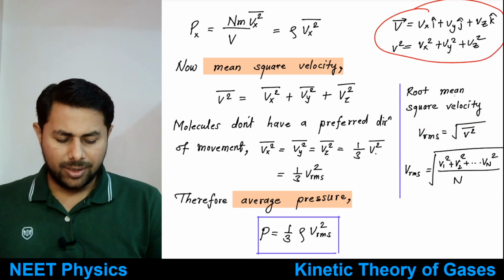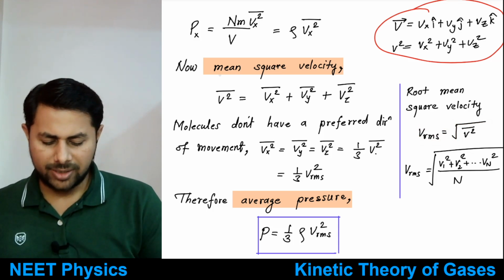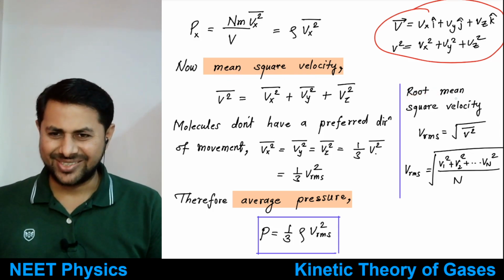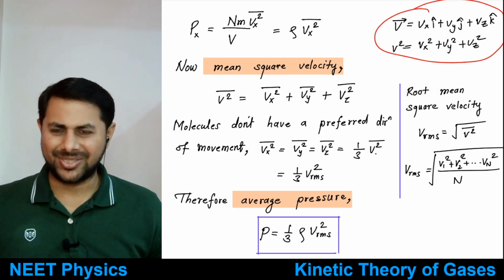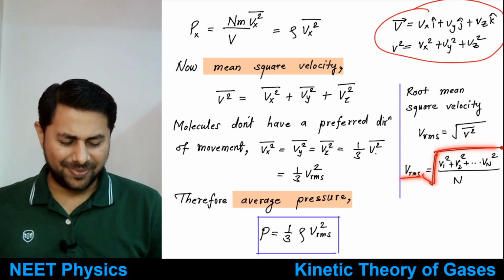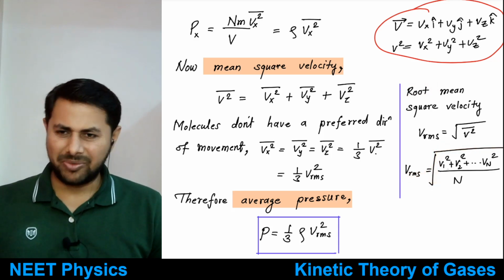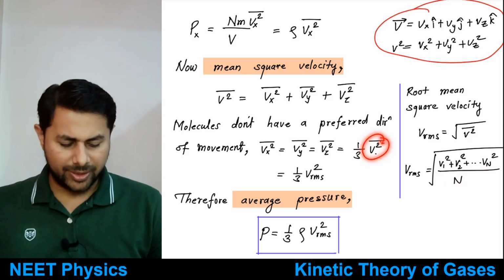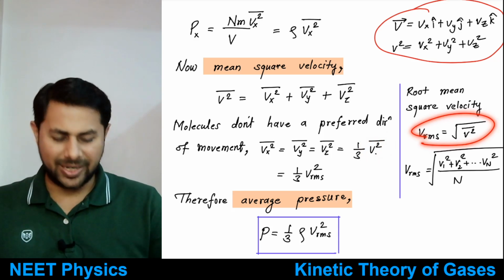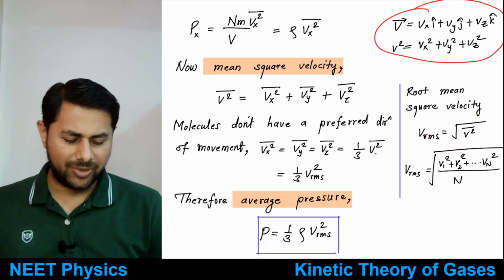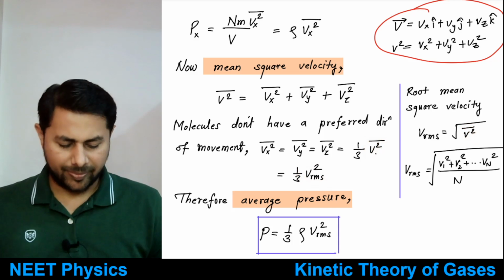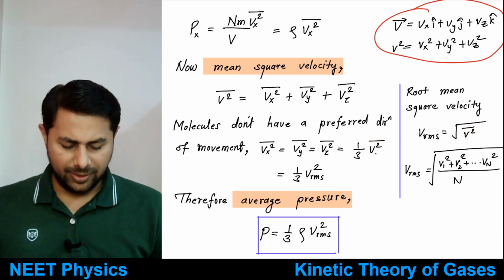So this v square bar is called the mean square velocity, and you take the square root of that, so that is called root mean square velocity. Okay, so root of mean square velocity, right? So vrms is the square root of mean square velocity, that is v1 square plus v2 square, and so on up to vn square divided by n. Then if you take the square of both sides, vrms square would be just equal to v square bar. So this v square bar is equal to vrms square. This is just a definition, right?